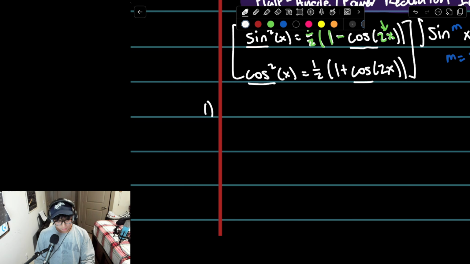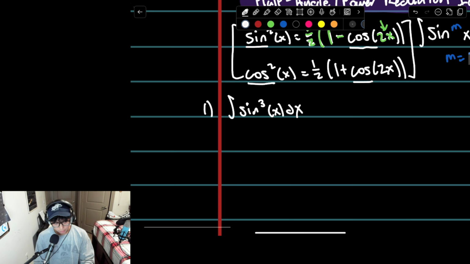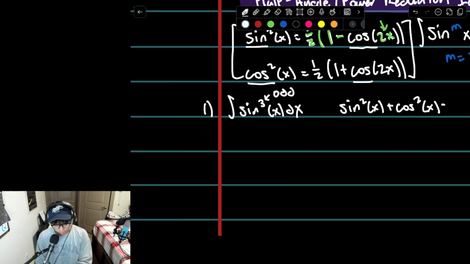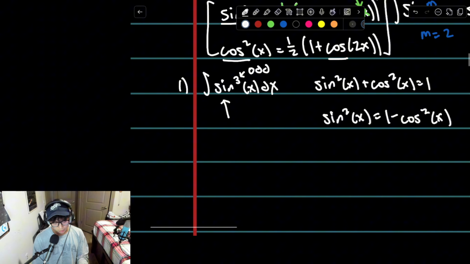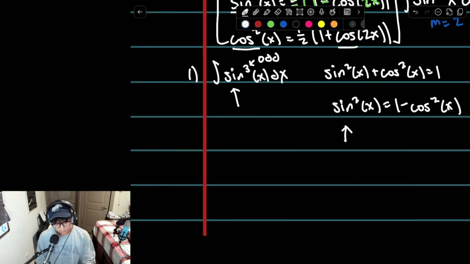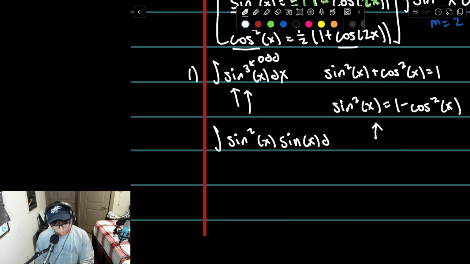For problem 1, let's find the integral of sine cubed x dx. Now notice our power is odd, so we will refer to our sine squared x plus cosine squared x equals 1 formula. Since we are trying to substitute sine, let's solve for sine squared in this formula, which of course leads us to sine squared x equals 1 minus cosine squared x. Now to be able to use this sine squared of x, we have to split this sine cubed of x, which won't be too difficult because we could just do sine squared of x times another sine of x. And of course, don't forget your dx.